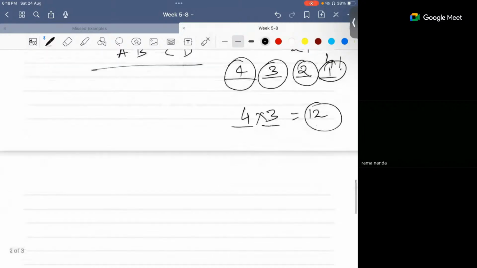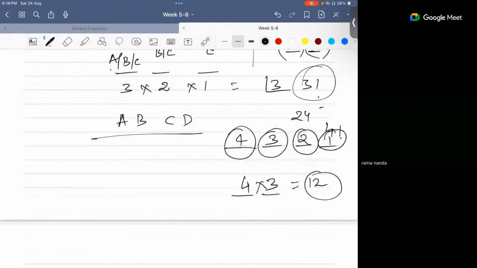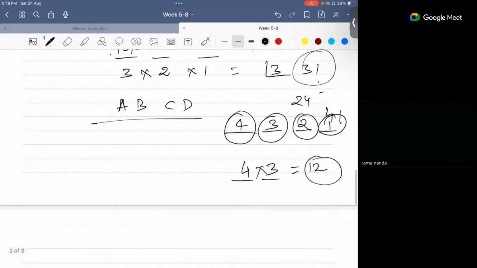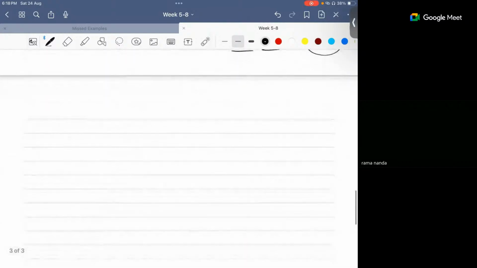Okay, so this was just the basic idea about permutation. Let's solve some problems. Maybe that will clarify your doubts.